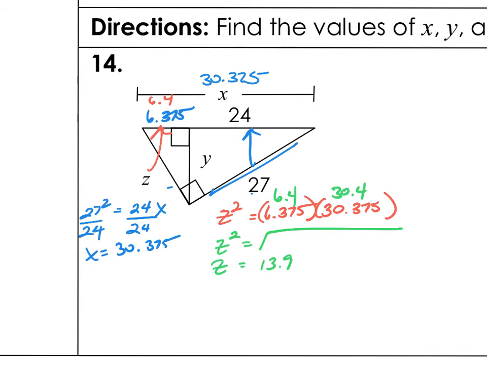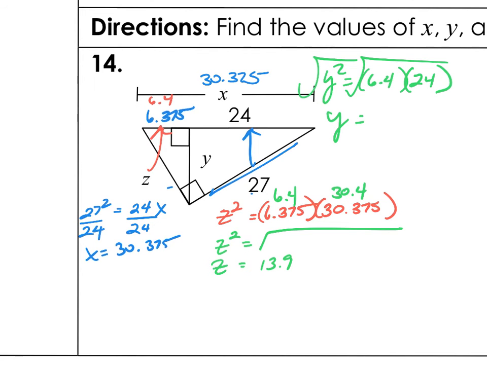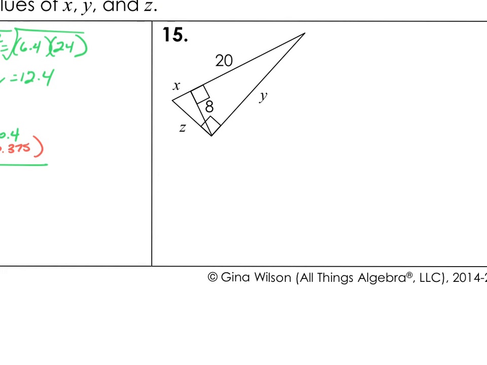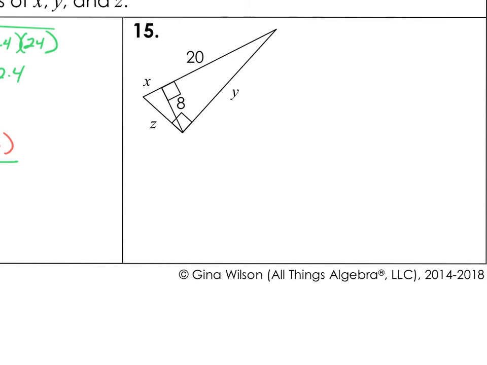Now to find y, which is an altitude. So for an altitude, y squared is equal to the two segments multiplied, then square root. So we'll do 6.4 and 24. So those are the two segments of the hypotenuse. Take the square root. Y is equal to, and in this case that would be 12.4. Okay, so that is that. So you just can't automatically start on what you think you're going to start with.